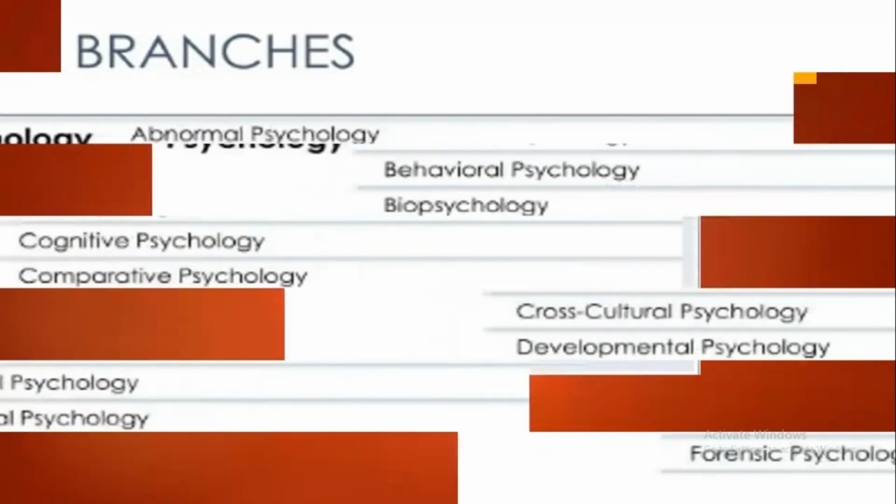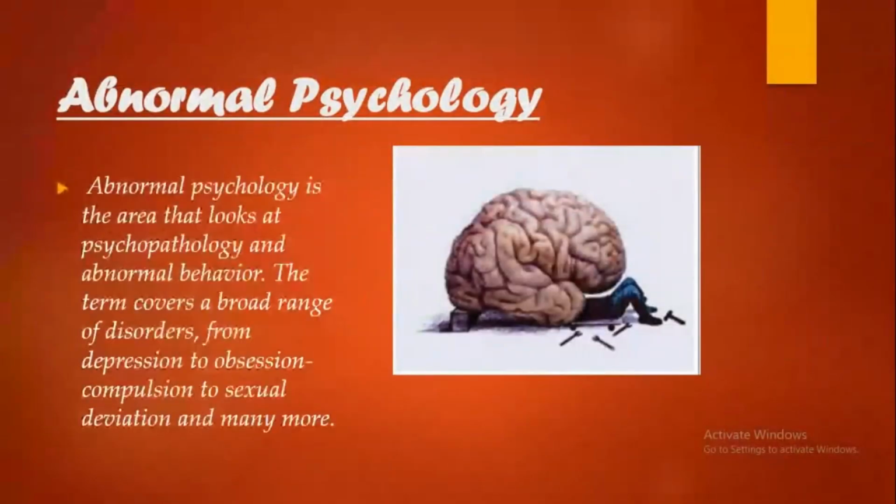So the first one is abnormal psychology. As the name indicates, any behavior or any characteristics that deviate from normality or the normal behavior are called abnormal behaviors and are part of abnormal psychology, right? So abnormal psychology basically deals with the atypical behaviors of a person.